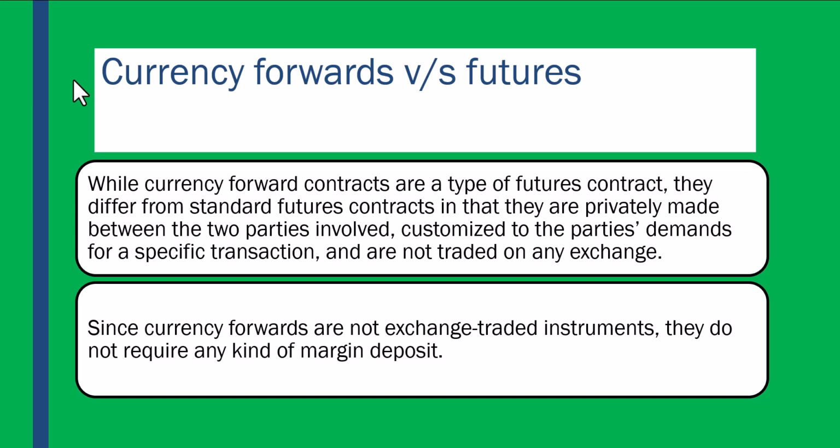Currency forwards versus futures. While currency forward contracts are a type of futures contract, they differ from standard futures contracts in that they are privately made between the two parties involved, customized to the parties' demands for a specific transaction, and are not traded on any exchange. Currency forwards are not exchange traded instruments. They do not require any kind of margin deposit.